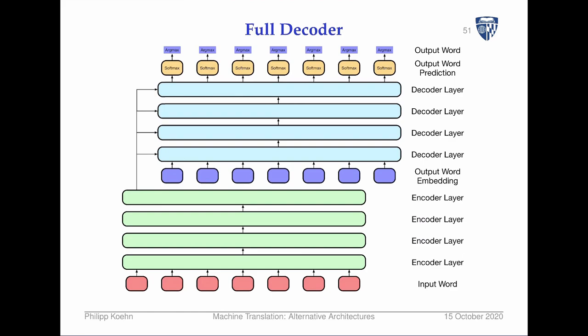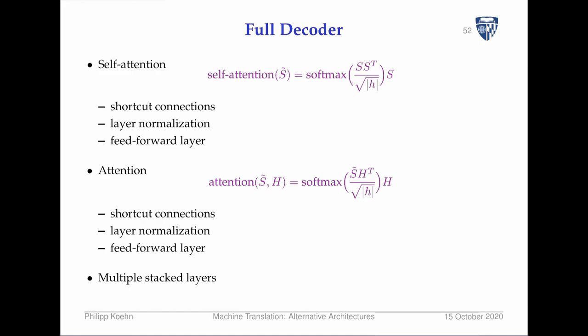Okay, here's now just the full decoder, and the only reason I'm showing this here is to illustrate how all these pieces fit together. If we have multiple layers of encoders, then we have the last layer of the encoder, and that helps us then to carry out the decoding. And we have multiple layers of decoders, and this allows us ultimately to make a prediction for a new word here. So the full decoder: there's self-attention, and keep in mind there are all these shortcut connections, layer normalization, feed forward layer. There's attention again with shortcut connection, layer normalization, and feed forward layers, and multiple stacks of these.